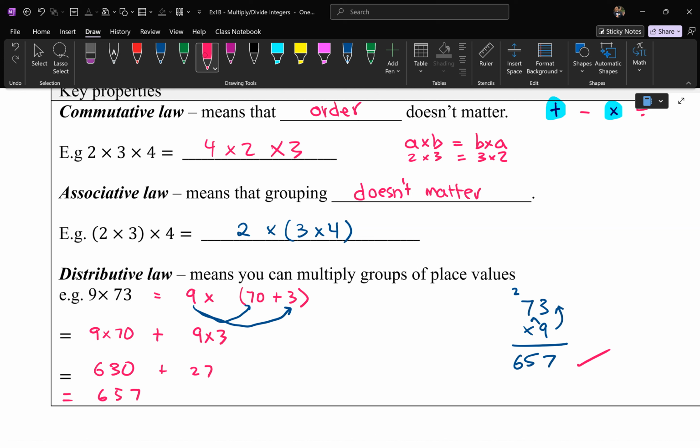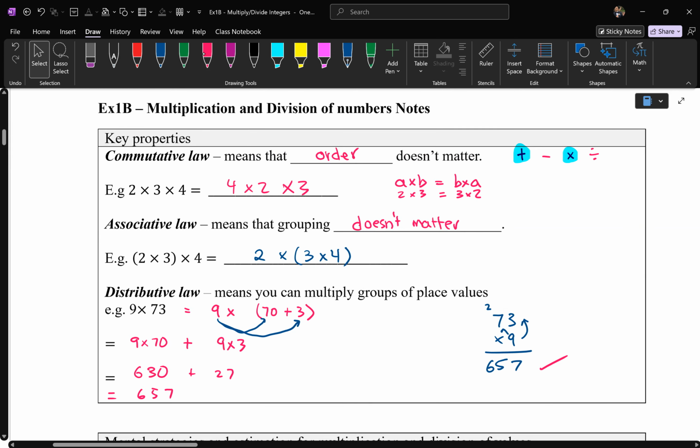This is another method. This is called breaking it apart, choosing easier numbers. So you can do 9 times 3 is 27. You can keep that in your head. 9 times 70 is 630. You can do 630 plus 27. And then you can figure it out. It's much easier than doing an algorithm for some people. Okay? So that's called distributive law. Those are just some terms there. Okay?